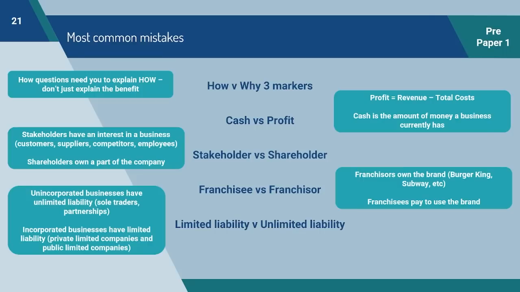Limited and unlimited liability. I touched on this in the key term section. So unincorporated businesses, businesses that aren't legally registered as separate legal businesses, have unlimited liability. So sole traders and partnerships. That means that they, the owners, are responsible for any financial liability for the business. The liability is not limited to just the business, it is also going to affect the individuals.